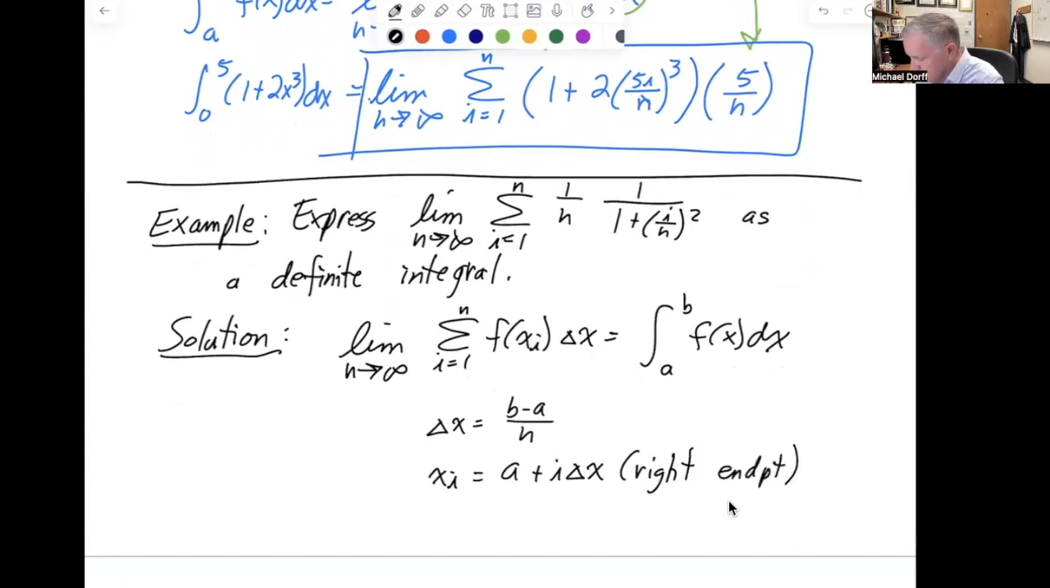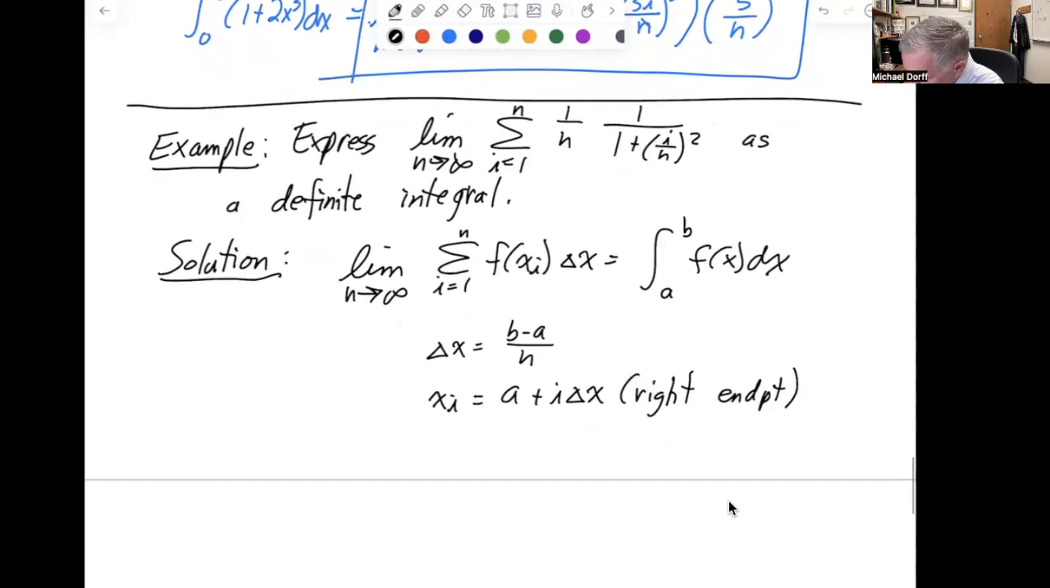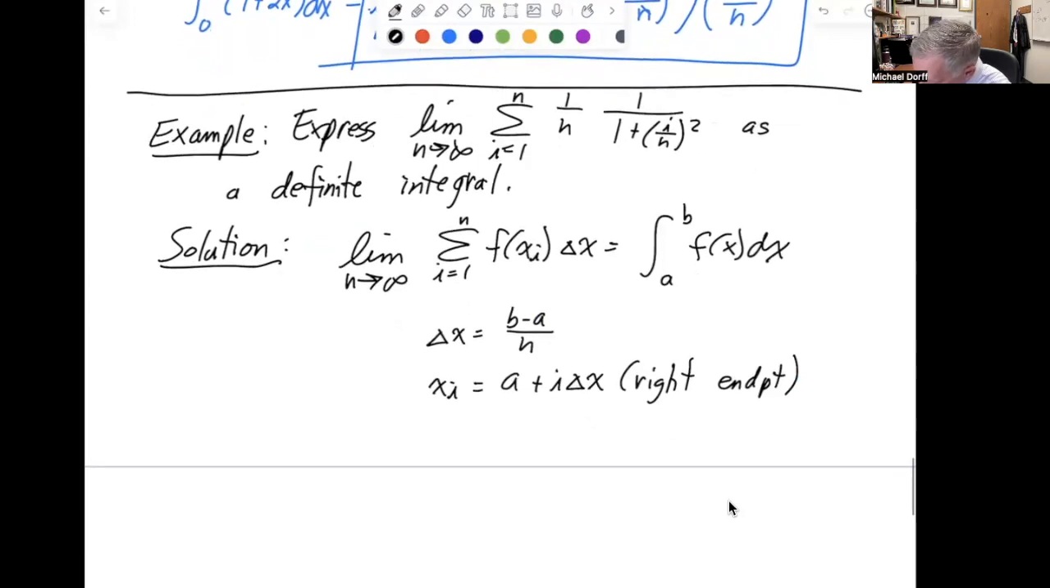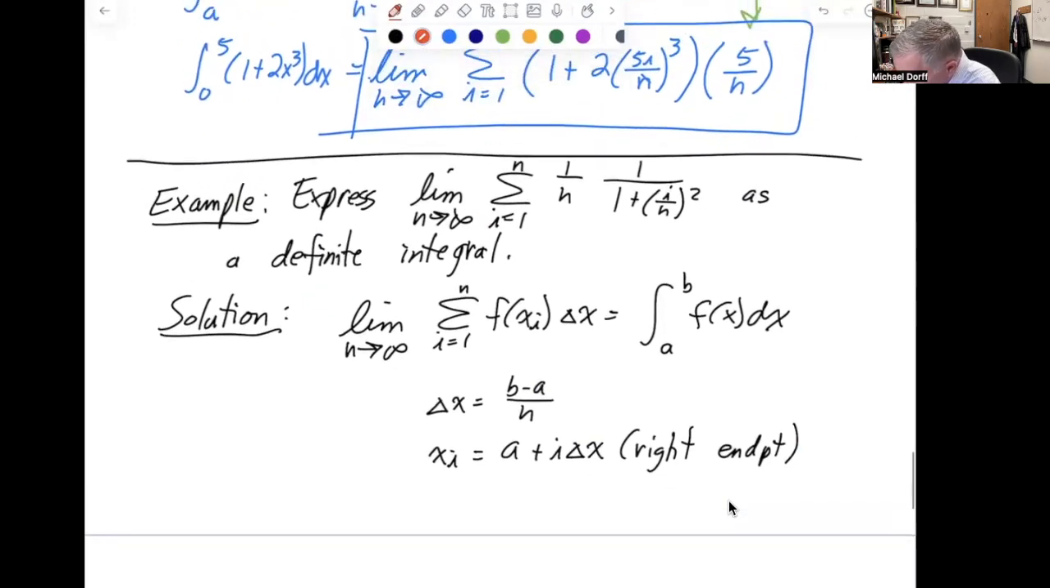I'm doing the right endpoint way of doing it, using this definition. Okay, so we're given this problem here. So first thing I will need to do is figure out which one of these terms is a delta x and which one is the f of x sub i.